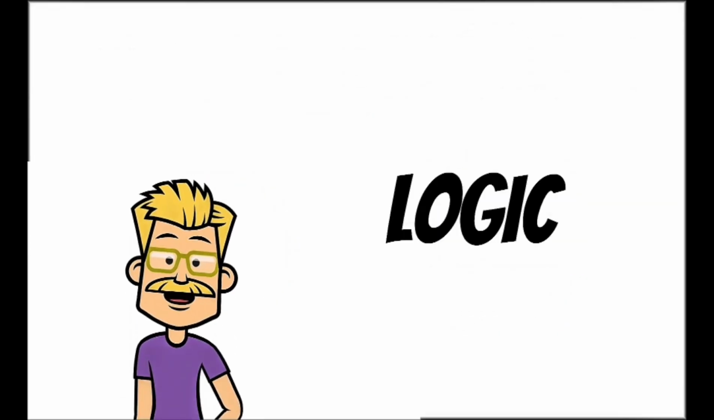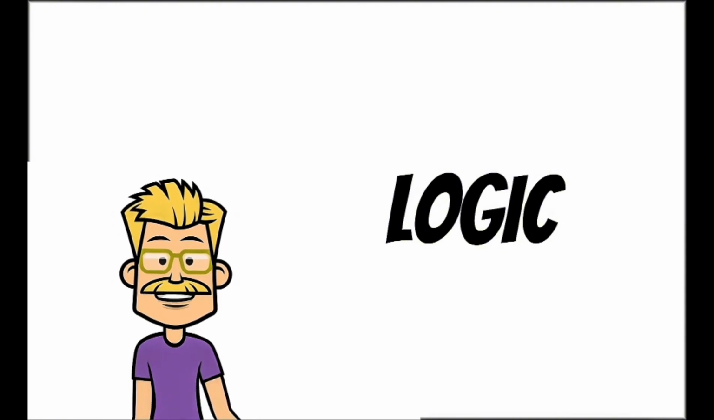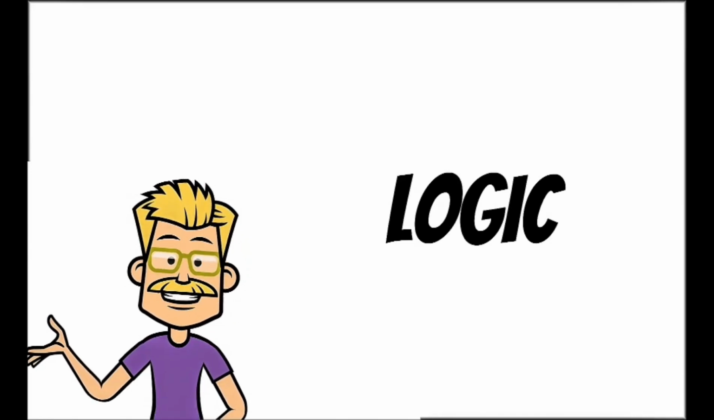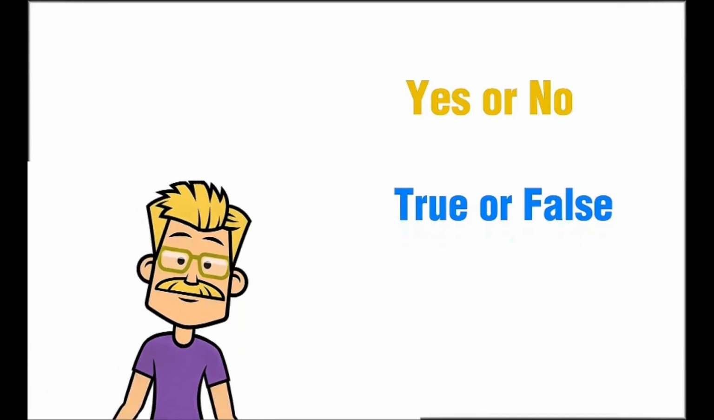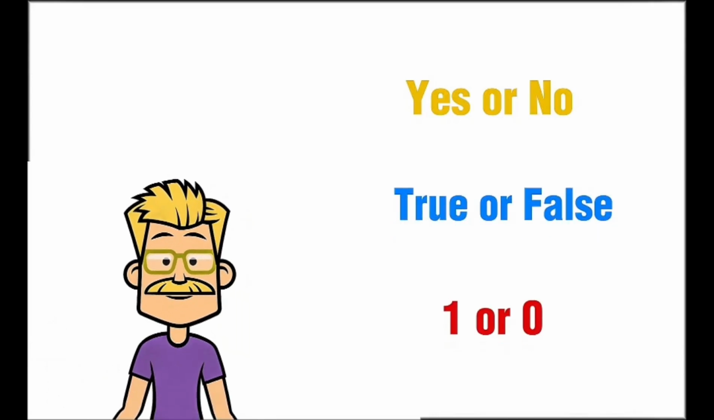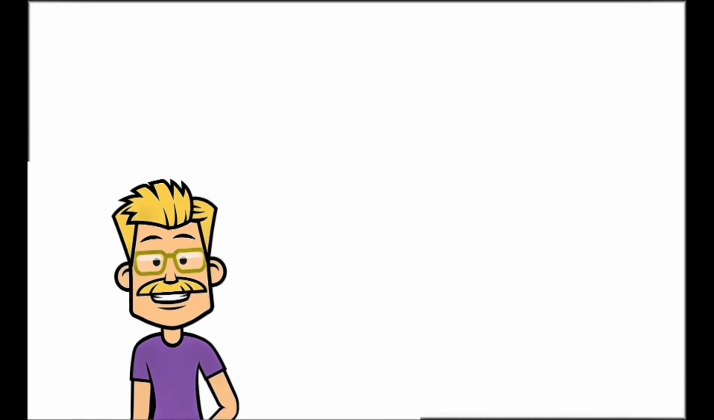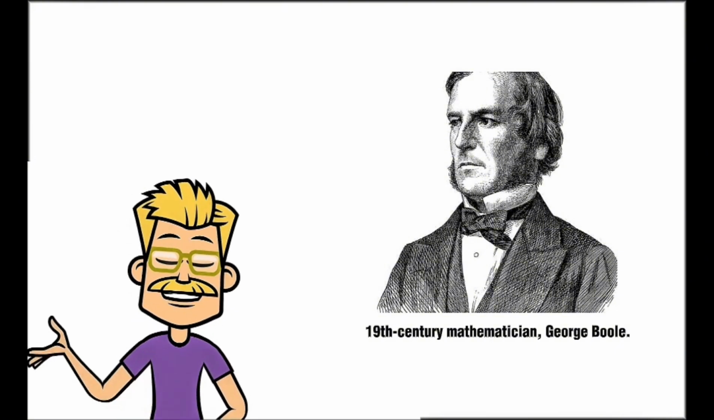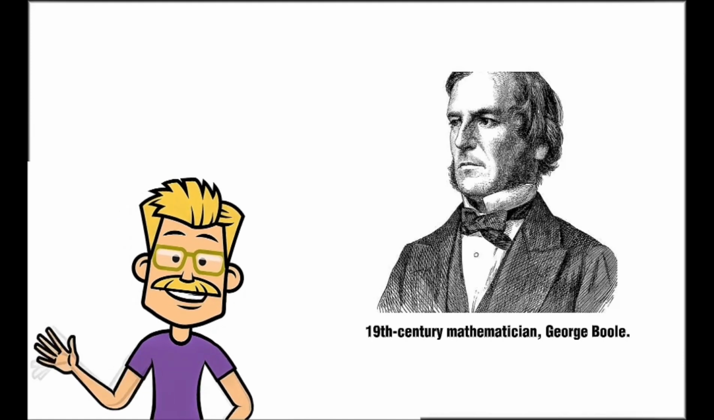The answer is logic, and in the computer world, logic is simplified to the extreme. Every decision, no matter how complex, is broken down into millions of simple questions with only two answers: yes or no, true or false, 1 or 0. This is all thanks to a 19th century mathematician, George Boole. He created a system of algebra to deal with true and false values. This system, called Boolean logic, became the universal language for all digital circuits.